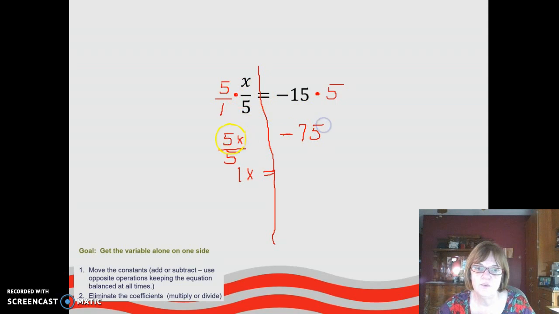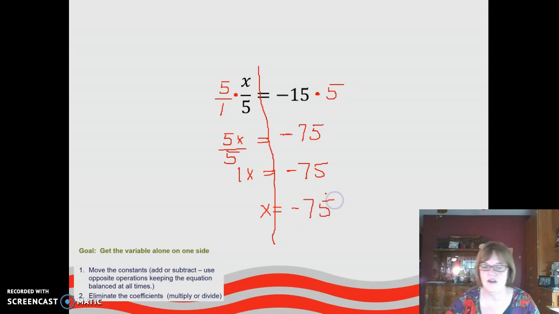All right, so we've got 5x over 5 equals 75. We simplify this. That's why we're dividing, okay? We're multiplying. We're doing the opposite. Notice when we do the opposite, what do we get? We get 1. All right, 1x equals negative 75. Or I can rewrite it finally as x equals negative 75.